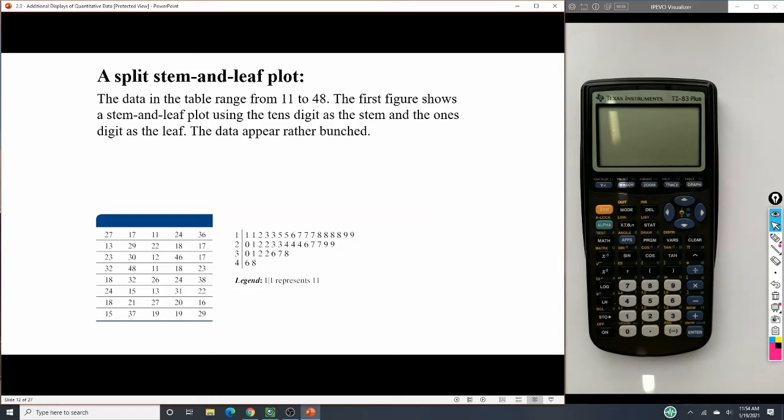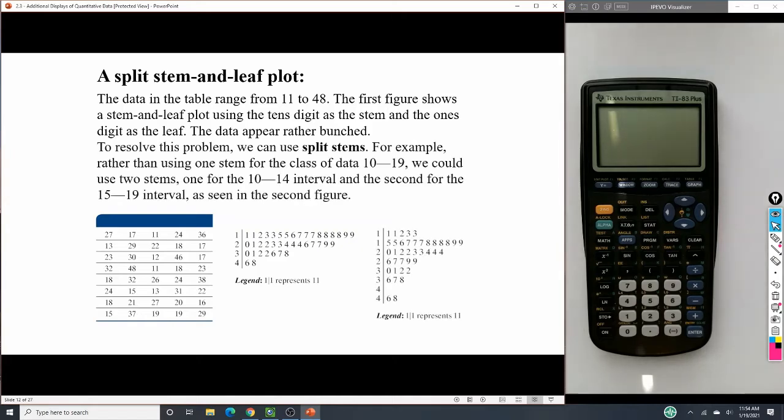Now we can also do a split stem and leaf plot. Looking at this data, we have a bunch of 1s and a bunch of 2s, so we can break those apart and look at 1 to 5 and then 5 to 9. We broke apart the 1s into 2 groups, the 2s into 2 groups, the 3s, and so forth, so that we can see a little bit closer, and so that we don't have things running off our page.